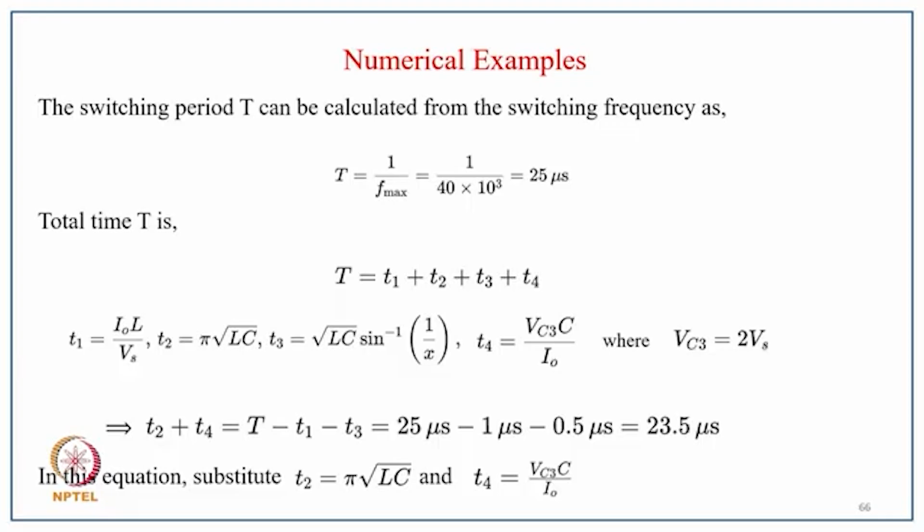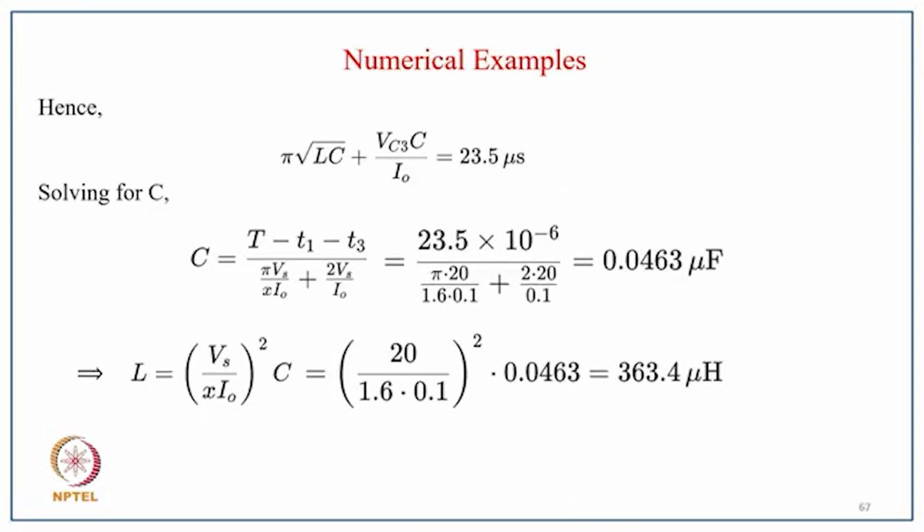And total time T equal to T1 plus T2 plus T3 plus T4, where T1 is I0 L upon Vs, T2 equal to pi under root LC, T3 equal to under root LC sin inverse 1 upon X, where T4 equal to VC3 C upon I0 and VC3 equal to 2Vs. So T2 plus T4 equal to T minus T1 minus T3, that is 25 microsecond minus 1 minus 0.5, that is 23.5 microsecond. Substituting T2 equal to pi under root LC, and T4 is VC3 C upon I0. So putting all these values we get C equal to 0.0463 microfarad and L equal to, putting value in Vs upon X I0 whole square C, that comes 363.4 microhenry.